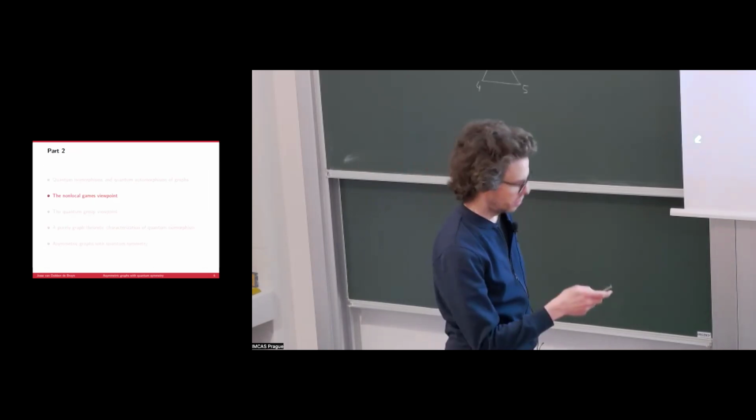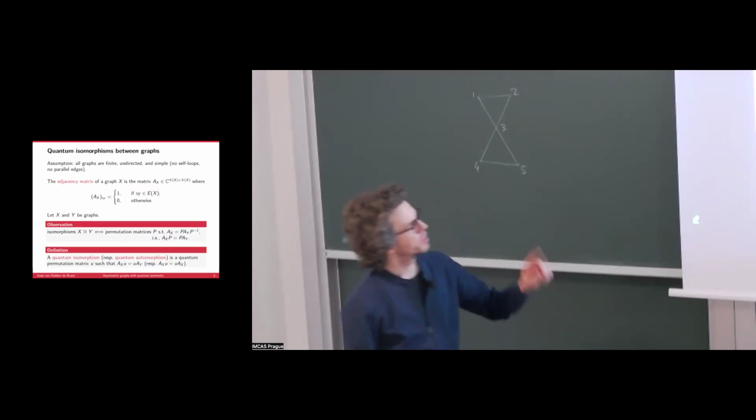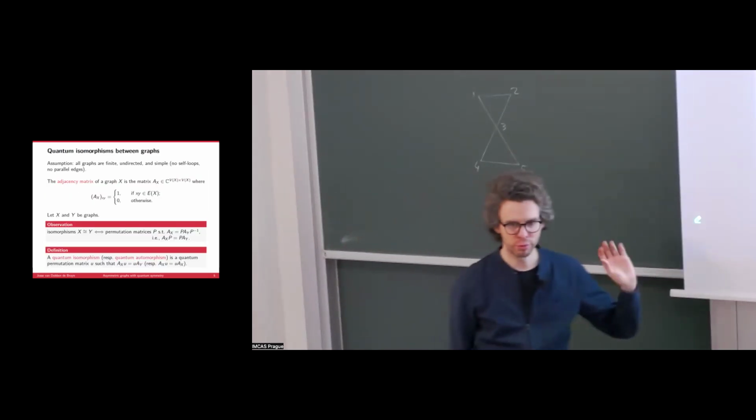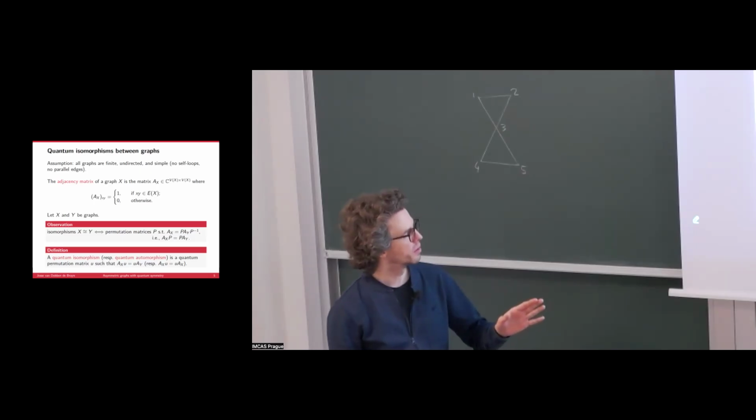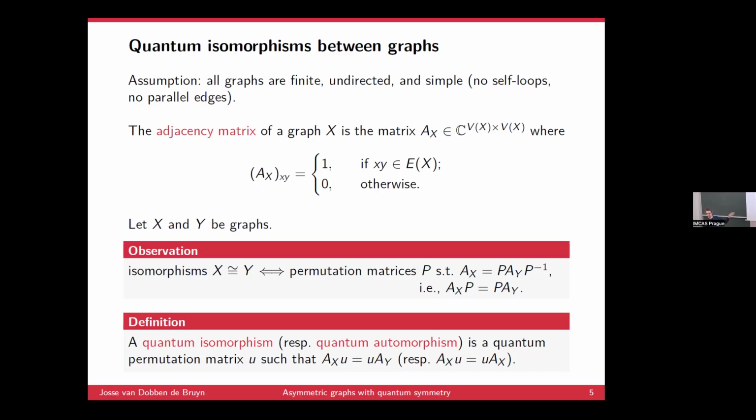Okay, so if we take our C-star algebra for the quantum permutation matrix to be just the complex numbers, then this is exactly classical isomorphisms of the graph, because the entries need to be projections, 0 or 1, and the condition that the rows and the columns sum to 1 means that there should be exactly one 1 in each row and each column.